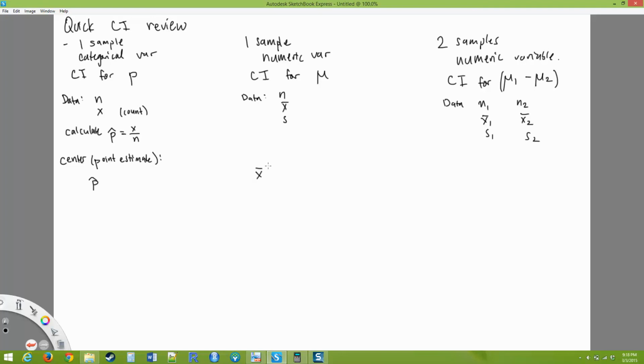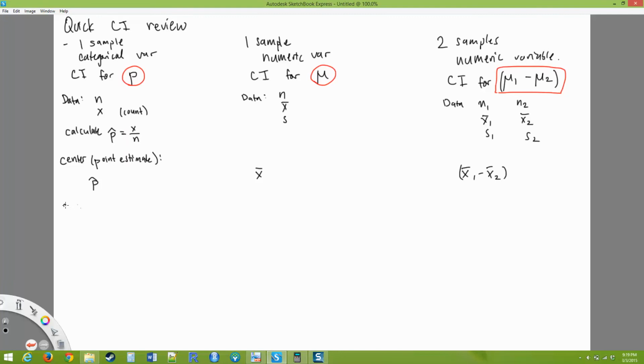Over here it's x bar. And over here it's x bar 1 minus x bar 2. Okay? It's basically whatever this thing is. So whatever this thing is, it's how you estimate it using your sample. P becomes p hat. Mu of the population becomes the sample mean. And mu1 minus mu2 becomes x bar 1 minus x bar 2.